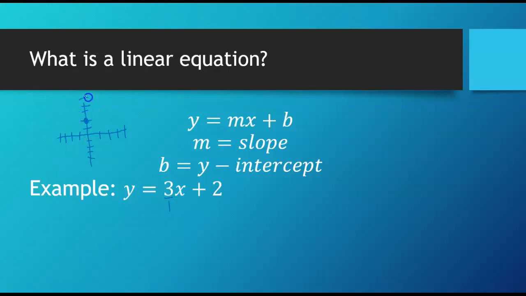So up 3 and over 1. Up 3, over 1. We can also go down 3 and over 1. So this is going to be the line graph. Hopefully you go through the points you drew. So that's going to create that straight line.